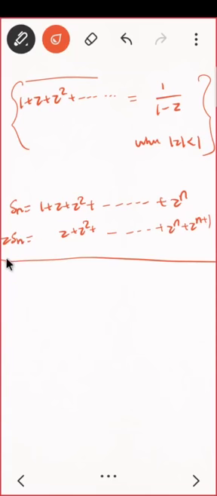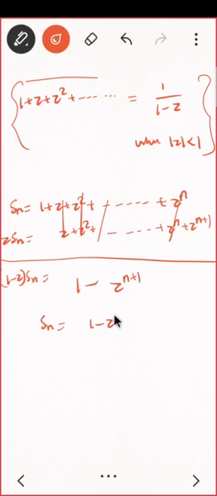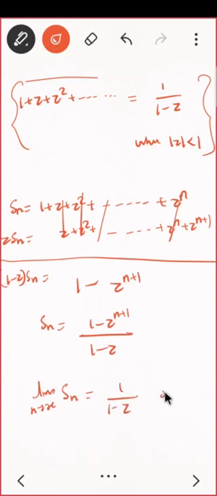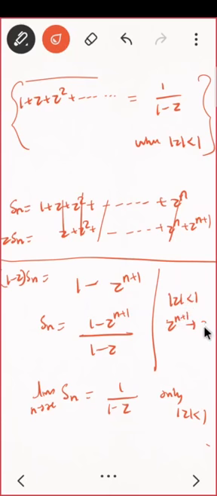Subtract this from this. So here I will be having 1 minus z into Sn. And on the other side everything will get cancelled. I'll be just remaining with 1 minus z raised to n plus 1. So what is your Sn? Sn is 1 minus z raised to n plus 1 upon 1 minus z. So when this Sn converges, limit of n tending to infinity of Sn will be 1 upon 1 minus z only if mod z is less than 1. Correct? If you remember your standard sequence, if mod z is less than 1, then z raised to n plus 1 goes to 0.